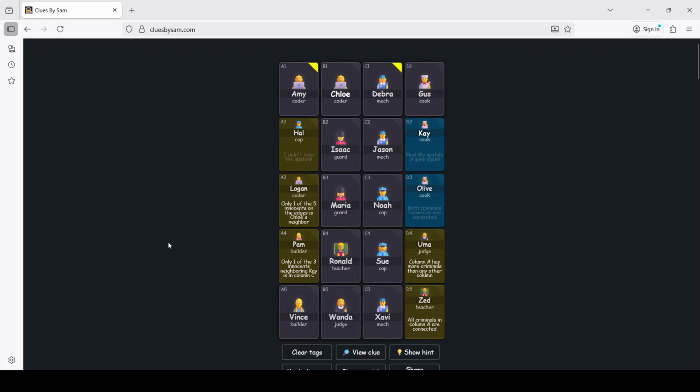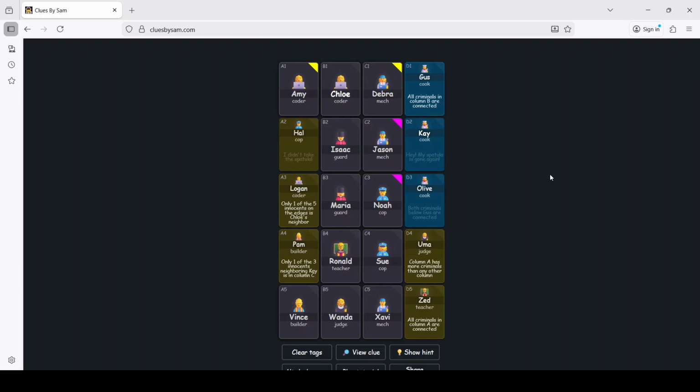However, we are now getting the clue: only one of the 3 innocents neighboring K is in column C. K is in D2 and has 1 innocent revealed neighbor. So now we know, though, that of Deborah, Jason, and Noah in column C, only one of those is going to be innocent. If K has 3 innocent neighbors, that's 1, 2, and then Gus makes 3.